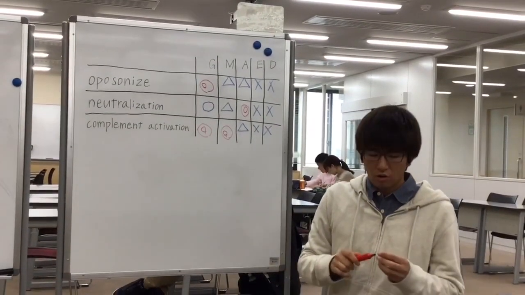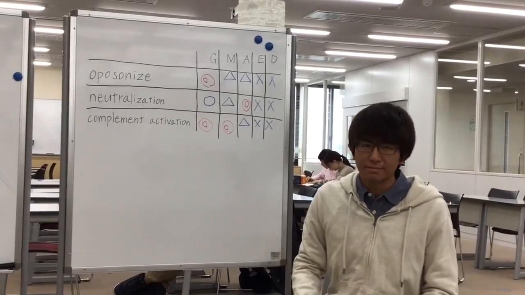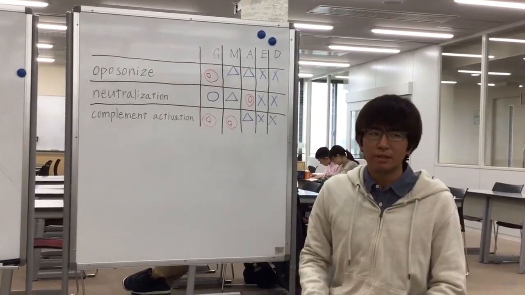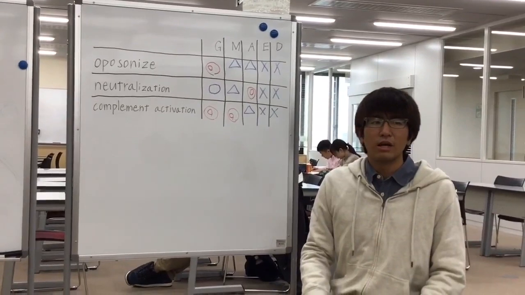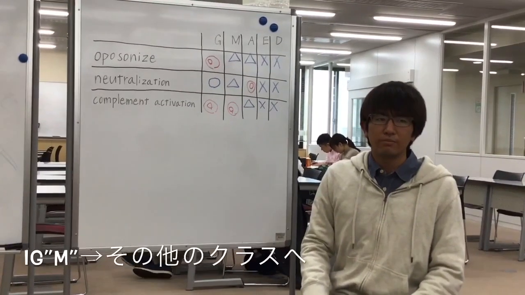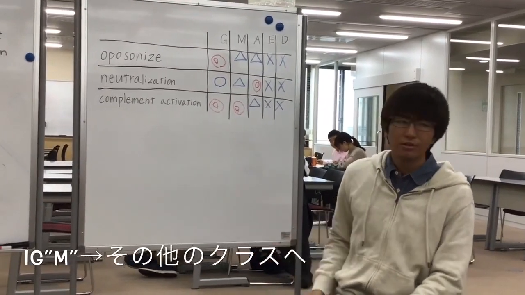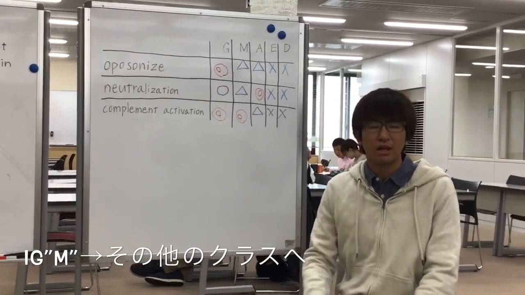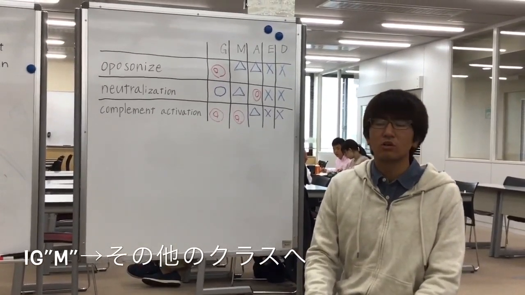Then we'll talk about class switching. As a B cell matures, the class of antibodies which the B cell makes changes from type M to another type. How is class switching going?